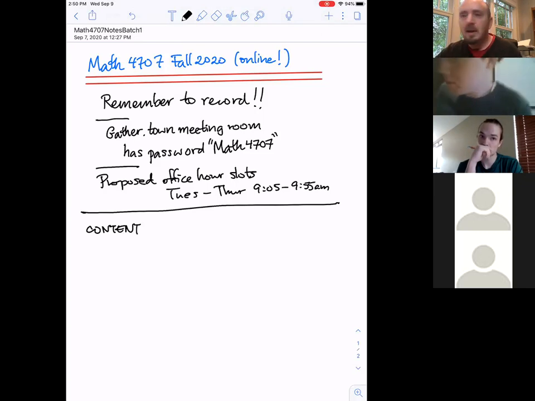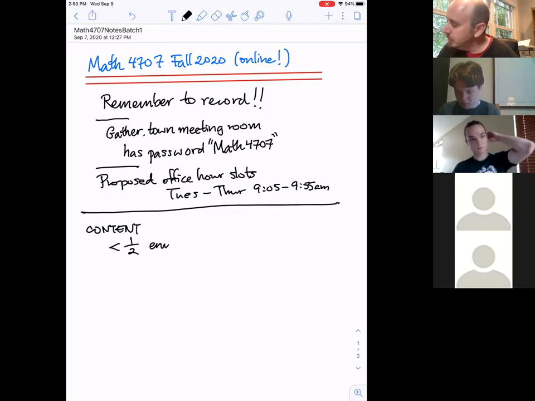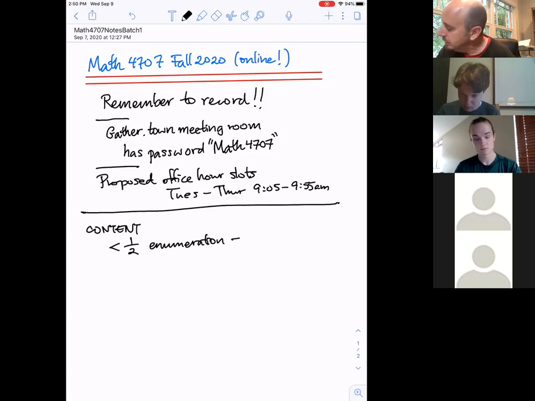Hopefully the difference in philosophy will just mean that you see two ways of thinking about it. The content in this class is, less than half of it is enumeration, which is just counting techniques. That's what enumerative combinatorics is about. And examples of how you use this are things like computing probabilities.